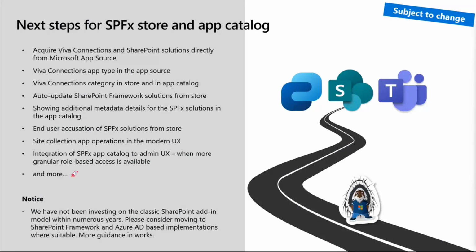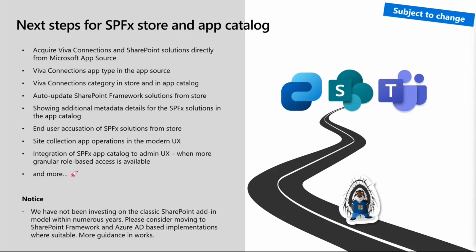First of all, what are the next steps for SharePoint Framework Solution and App Catalog? So we keep on investing in here. In future, you can acquire Viva Connections and SharePoint solutions directly from Microsoft AppSource. It's pretty crazy that that is not supported currently, which is mind-boggling. The Viva Connections app type will be in AppSource, so you can easily find them.